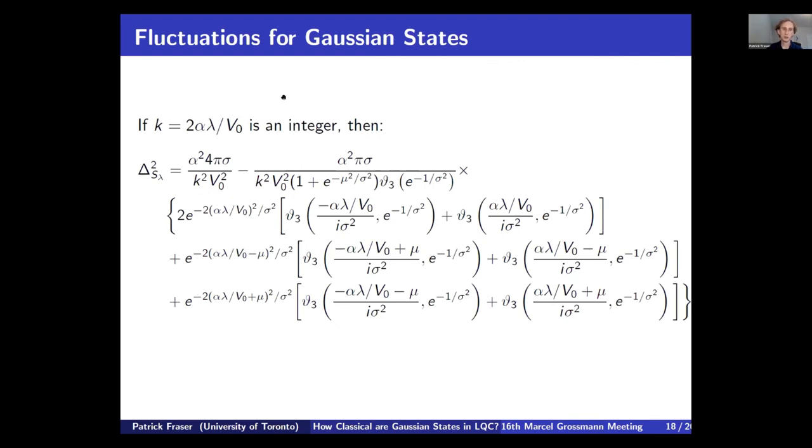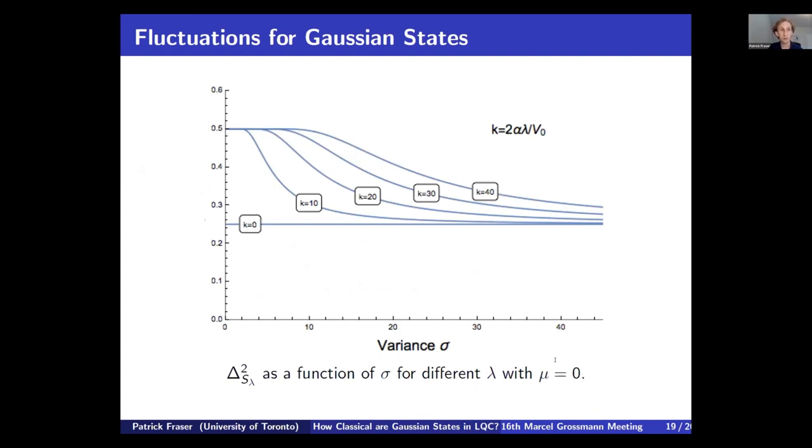However, if this value is an integer, which I've now labeled k, you get a much more complicated expression. Again, I've made use of these Jacobi theta functions, and they make this a lot more straightforward, especially if you want to get good plots and good numeric results. If you plot the exact fluctuations in this case for the holonomy flux for S lambda, for various values of k, because k encodes the relation between lambda and V naught, they all converge from above to 1/4. As k increases, they converge more slowly, but they all fairly rapidly converge to 1/4. So these fluctuations are essentially constant in this context for most cases.